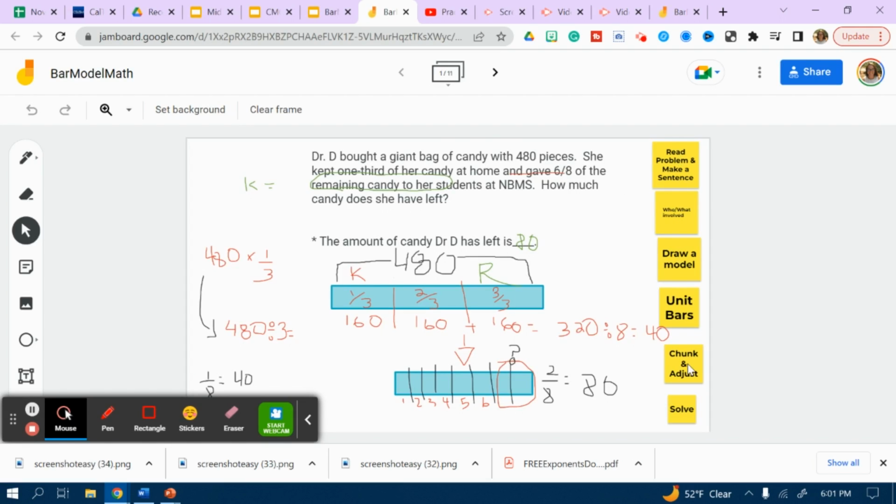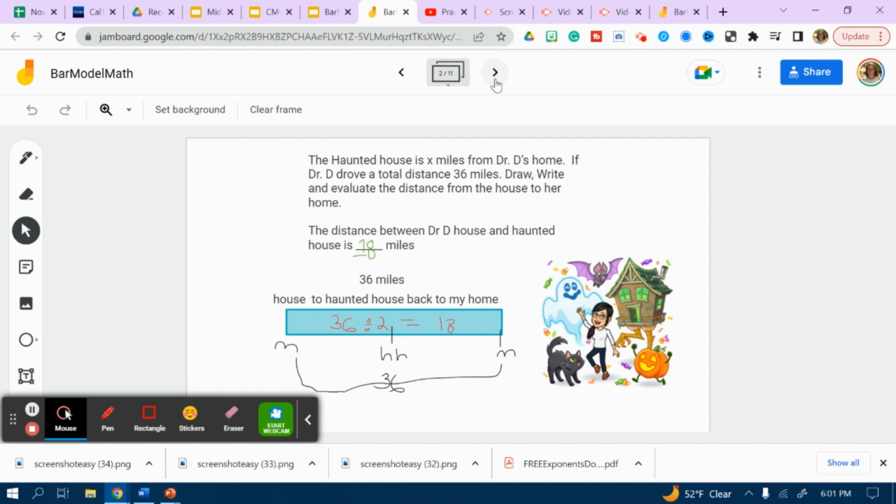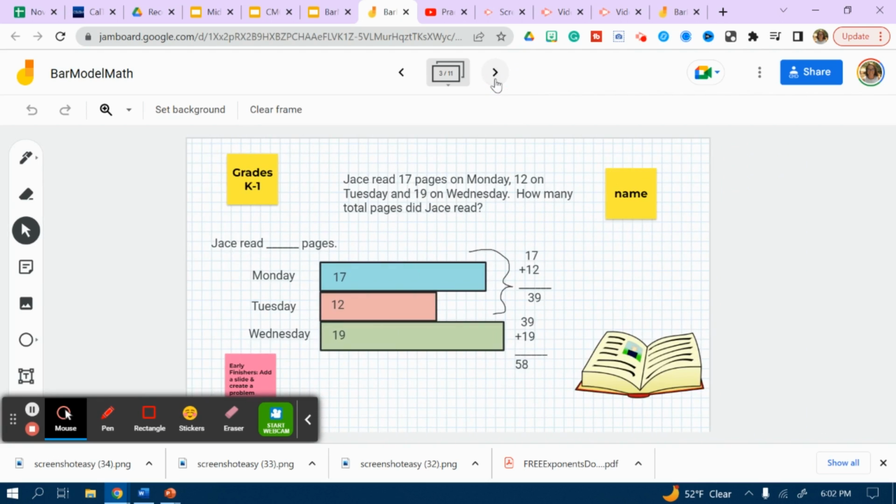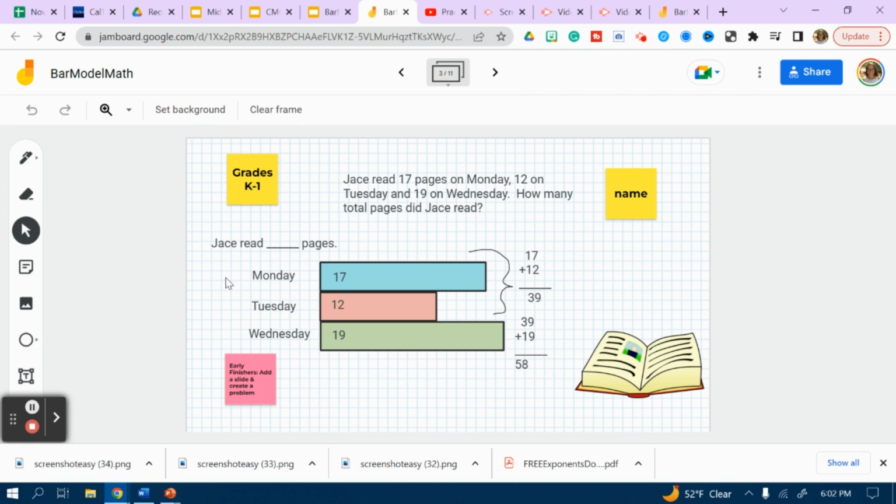You can add a sticky note with each of your steps. They can use the shape tool to draw your bar models. You can add cute images and a Bitmoji to contextualize it and get them to start step by step. What is the question? Write a closed sentence, draw your bar model, chunk it, label it, etc. So these are all great ways to get your kids hooked and get them started. And in my class, I always like to have the early finishers create their own slide with their problem and a way for them to launch into the process.